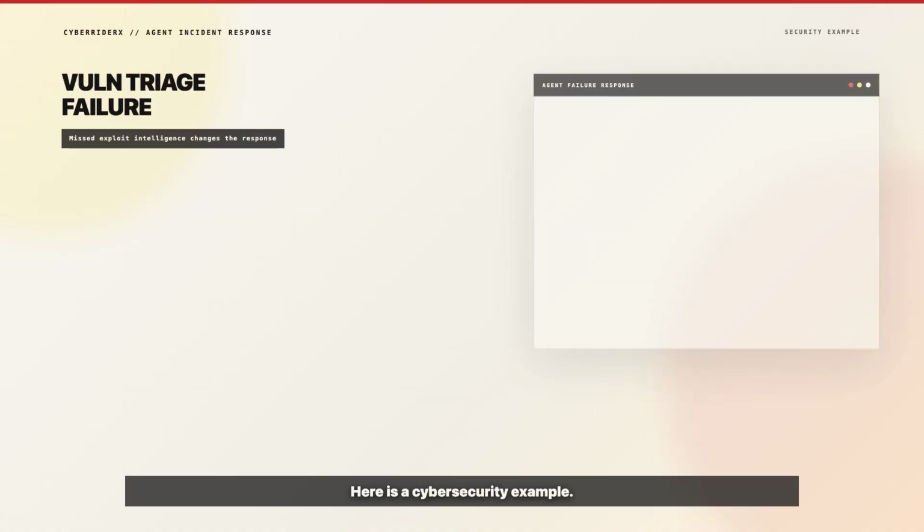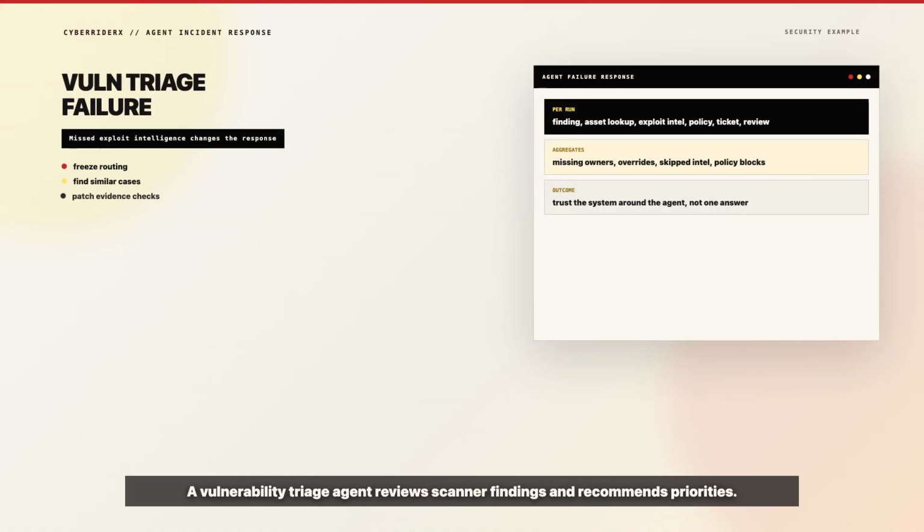Here is a cybersecurity example. A vulnerability triage agent reviews scanner findings and recommends priorities. One day, monitoring catches a problem. The agent marked the finding as low priority, but a human reviewer noticed that exploit intelligence and internet exposure should have made it high priority. The response should not be "tell the agent to be more careful." First, pause autonomous priority changes. Second, preserve the trace. Third, classify the failure.